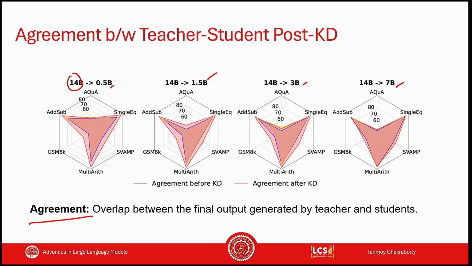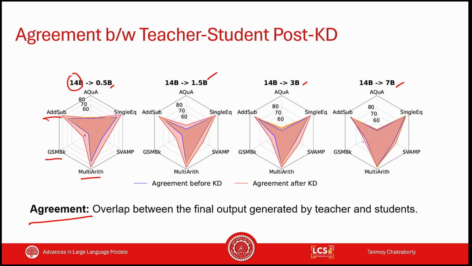Let's say a simple math reasoning task, like GSM8K, math, arithmetic, add-sum, all of them are math-related tasks. If both of them produce the same result, then they agree, otherwise not. We observed that, if you look at the difference, the blue line is before KD and the red line is after KD.